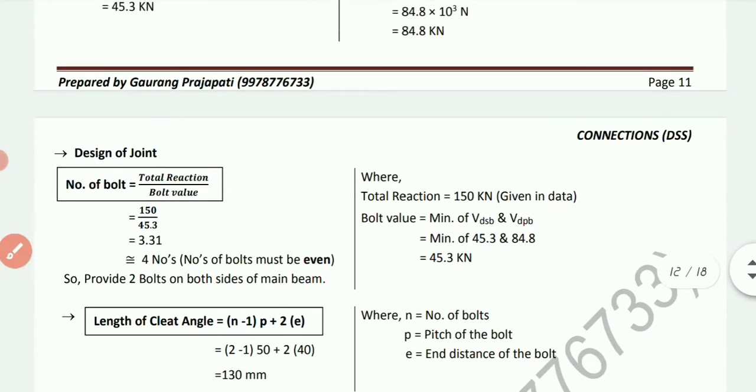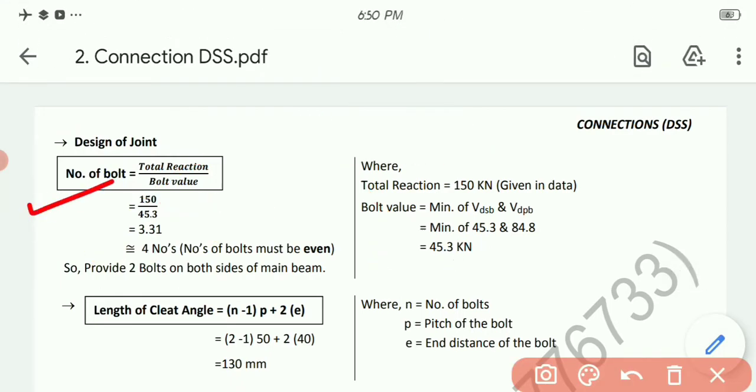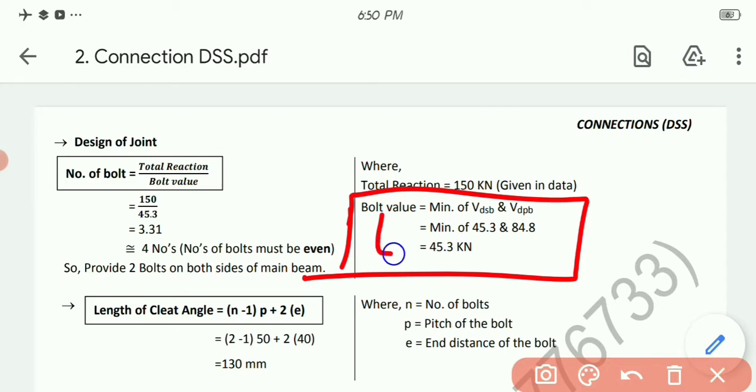Now, number of bolts. Number of bolts equals total reaction divided by bolt value. Reaction is 150, it is given there in the data. Divide by bolt value, the minimum of VDSP and VDPB, 45.3 and 84.8. We got these two values, so the minimum will obviously be 45.3. Let's put it over here: 150 divided by 45.3. I got the answer 3.43.